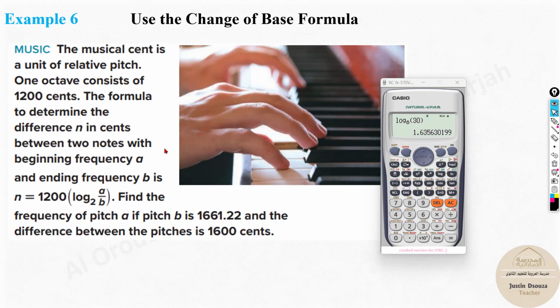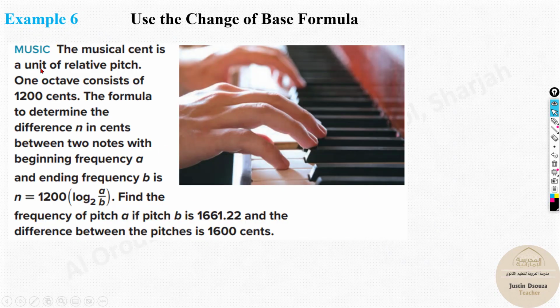And now we will go to a real world problem. The musical cent is a unit of relative pitch. One octave consists of 1200 cents. The formula to determine the difference in cents between two notes with the beginning frequency A and ending frequency B is given over here. Log is being used. So this is the difference of n cents. Find the frequency of pitch A. A we need to find if B is given. Okay, this is the frequency of B. And the difference of pitches is given.